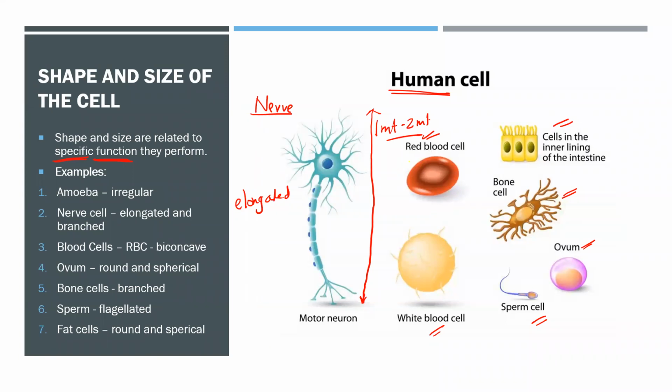Now let's come on to the RBC. The shape of the RBC, as you can see over here, is biconcave. What is biconcave? In 7th class, you have studied about the biconcave. Concave structure is like this, right? Biconcave means it is concave from two sides, like this. So it is concave from this side also, it is concave from this side also, and that is why we are saying that the RBC is biconcave.